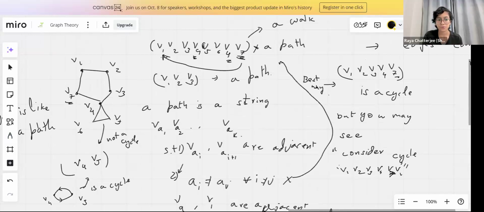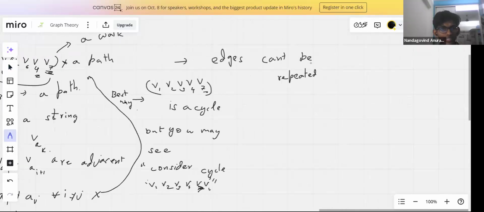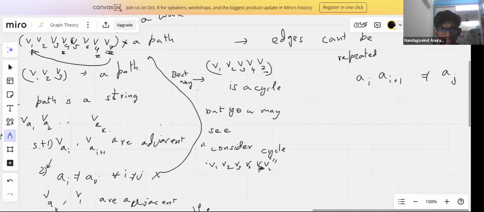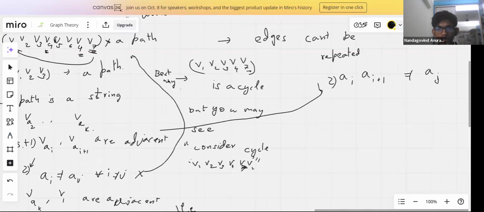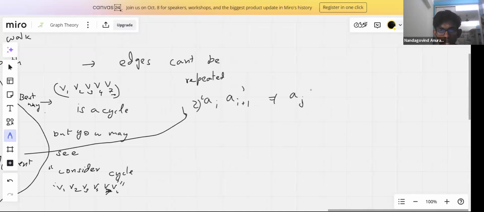So what is a formal definition of a walk? What this means is that a_i, a_{i+1} is not equal to a_j, a_{j+1}. Because you're viewing all of these as strings, you're going to have the adjacency condition. So this will be condition one. Condition two will be that the substring a_i a_{i+1} is not equal to the substring a_j a_{j+1} for all i, j with i not equal to j.